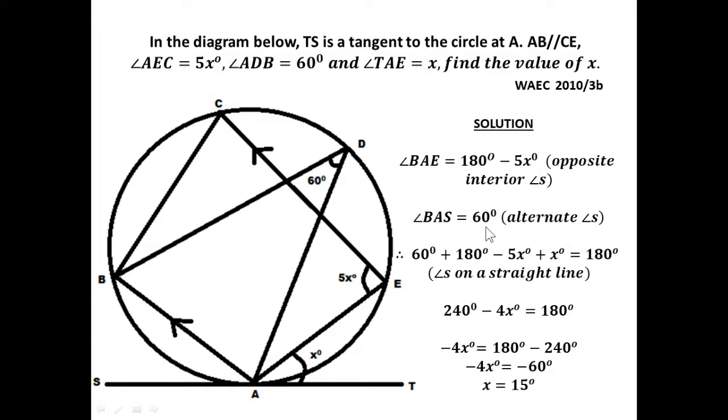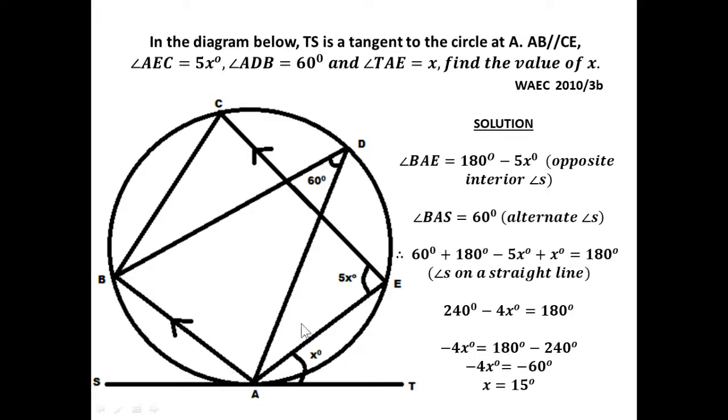The reason is the alternate segment theorem, which says that angles in alternate segments are equal. That is, this angle here is equal to this angle in the alternate segment. So this angle is 60 degrees, and this one is also 60 degrees.